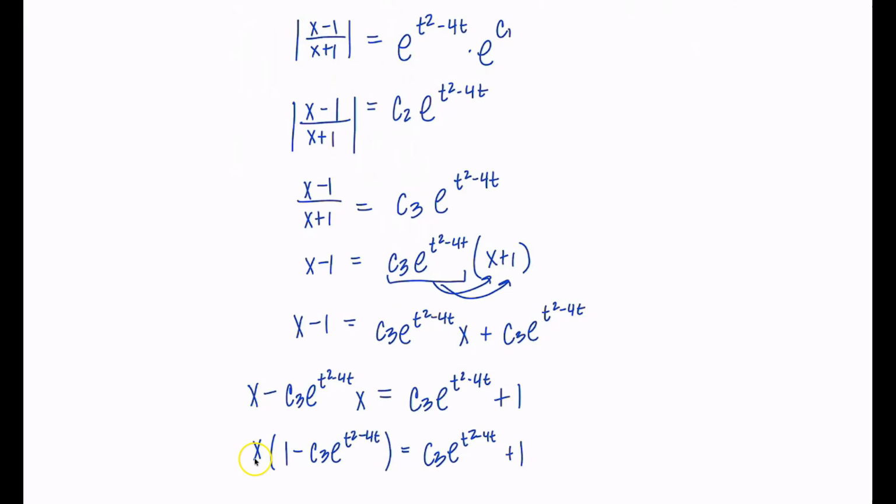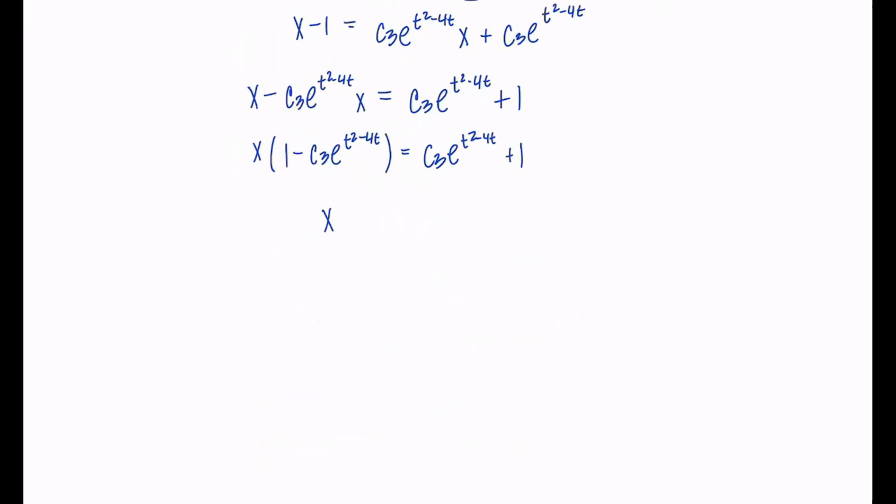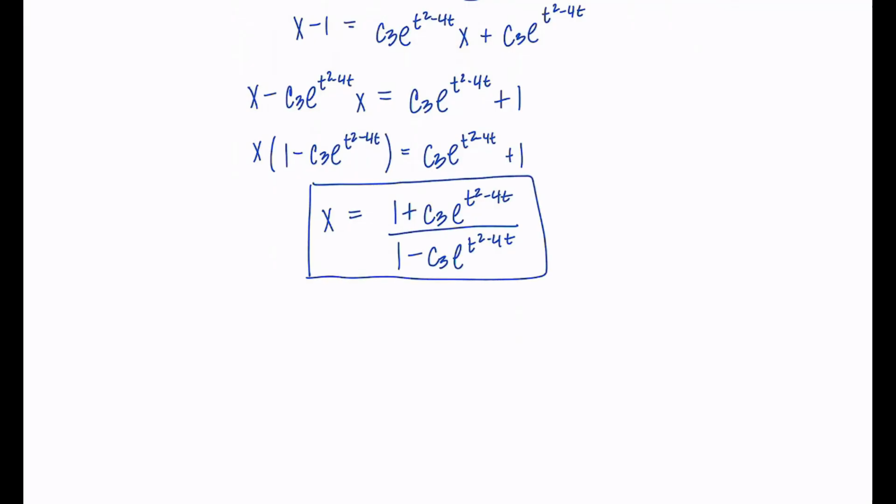And the final step to solve for x is to divide this quantity to the other side. So we finally have x equals, let's write it like this, 1 plus c3 e to the t squared minus 4t over 1 minus some constant e to the t squared minus 4t. There were a lot of important little pieces that went into that. We used a log property, we used properties of exponents, try to understand this idea of eliminating the absolute value bars and the constant absorbing the plus or minus. So a lot of really important parts to pay attention to.